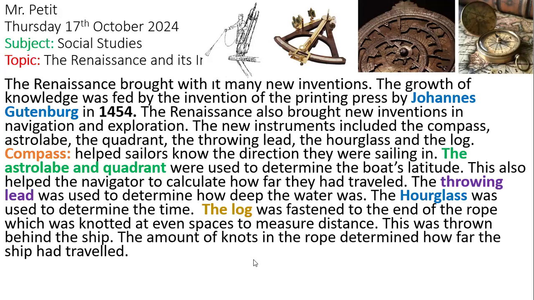Very good. Where's Edward Parker? I'm here. What was the purpose of the astrolabe and the quadrant? They were used to determine the boat's latitude. Very good.